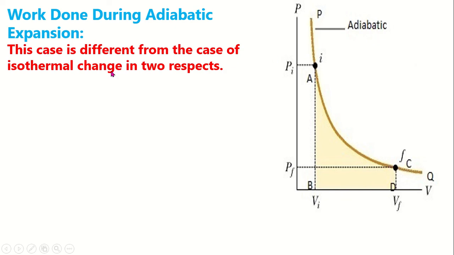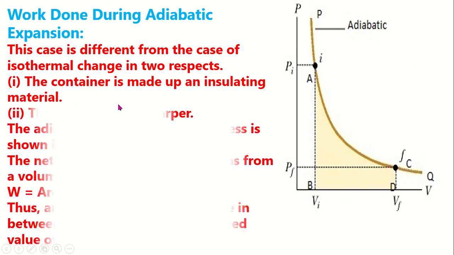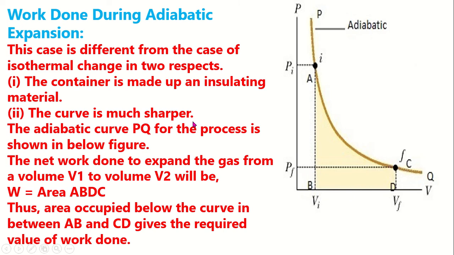This case is different from the case of isothermal change in two respects. Number one, the container is made of an insulating material, and number two, the curve is much sharper. The adiabatic curve PQ for the process is shown in the figure. The net work done to expand the gas from the volume V1 to V2 will be the area, W equals area ABCD, which lies below the curve line PQ. That means the area occupied between AB and CD represents the work done in the adiabatic process.